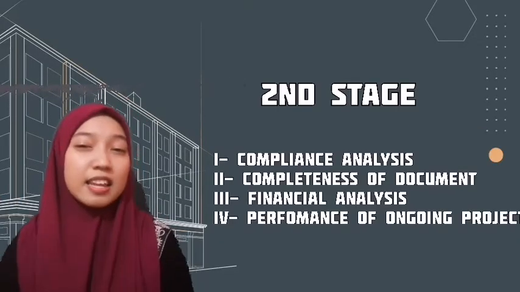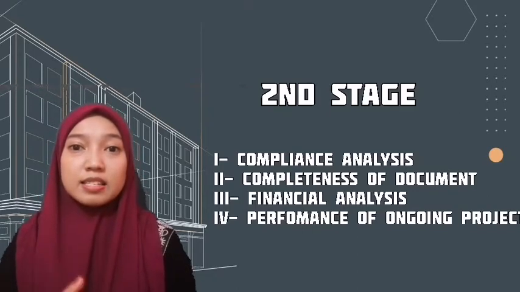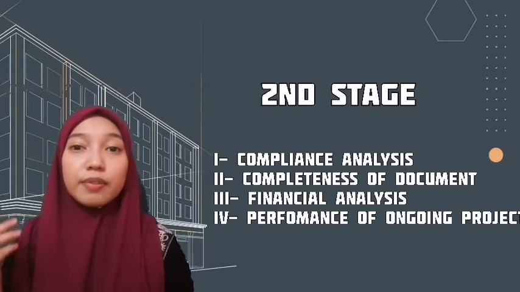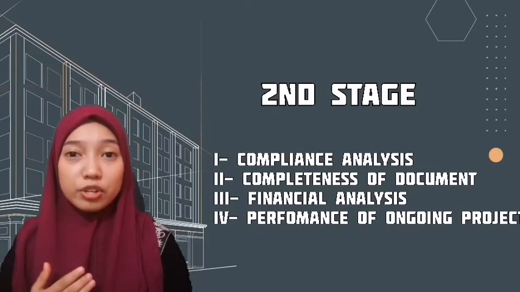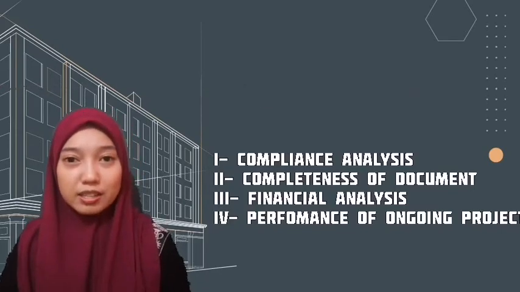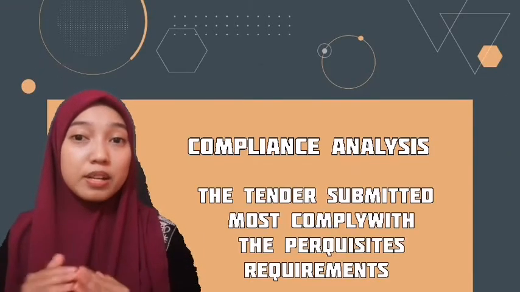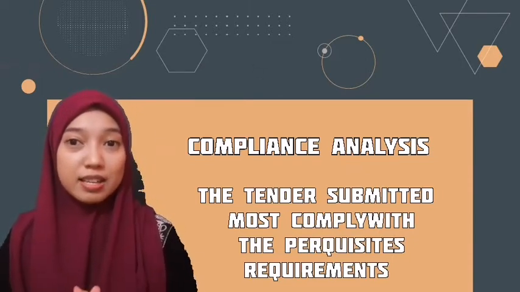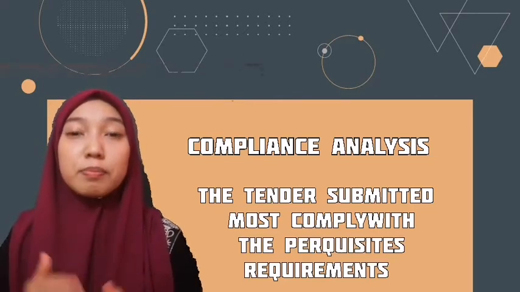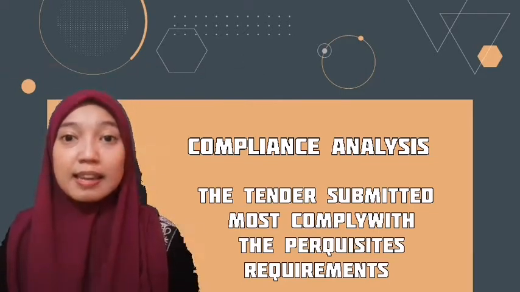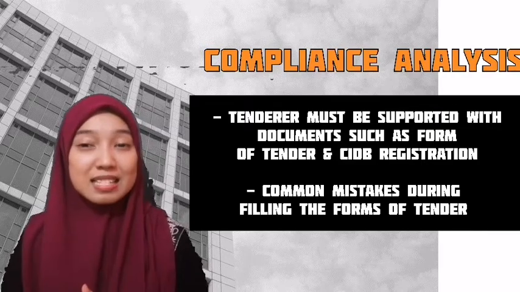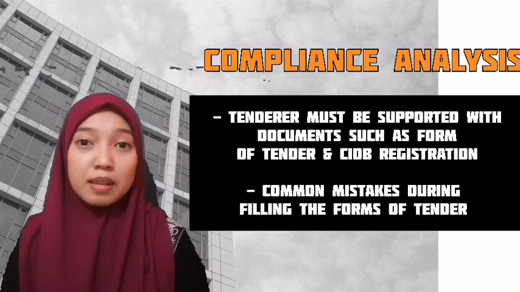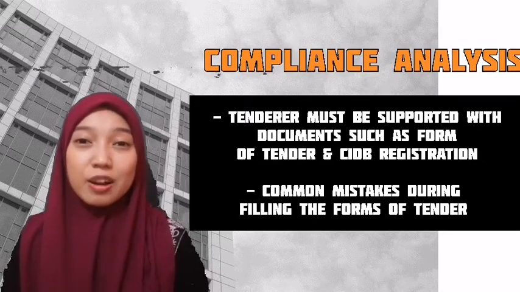The second stage of the tender evaluation process is for compliance, analyzing completeness of documents, financial analysis, and evaluation based on the performance of ongoing projects. The tender submitted must comply with the prerequisite requirements. Only tenderers which comply and do not have any imperfection in terms of legal and contractual matters which may jeopardize their qualification will proceed. Tenders must be supported with documents such as a form of tender and CIDB or PKK registration. Failure to submit any of the form of tender may affect the ranking of the tenderer.